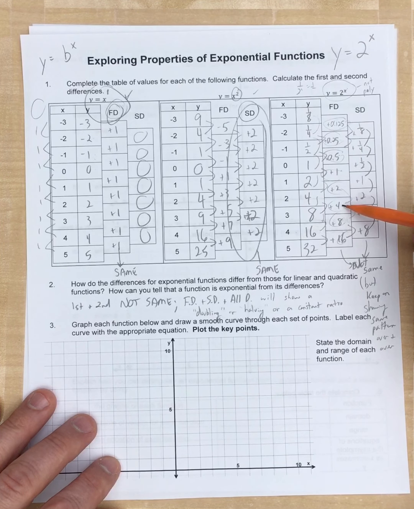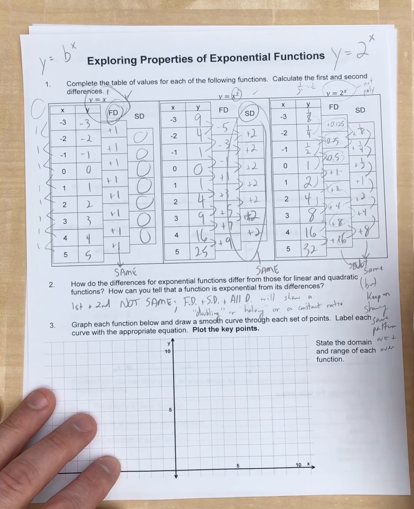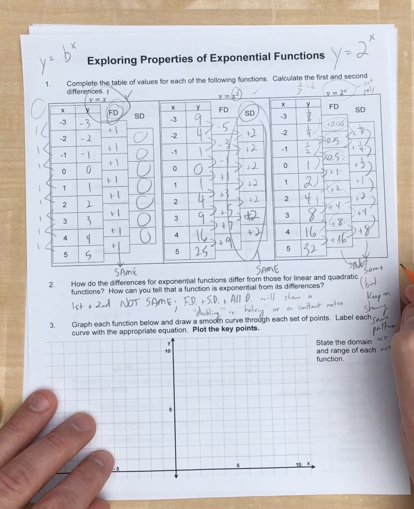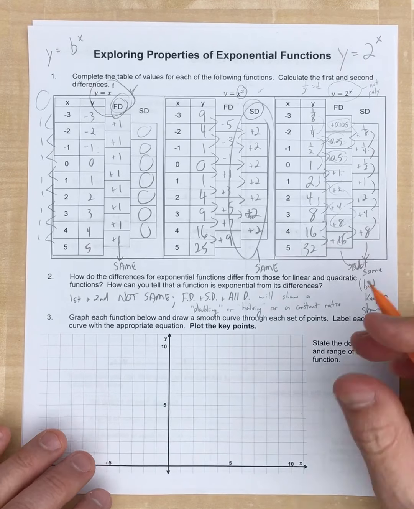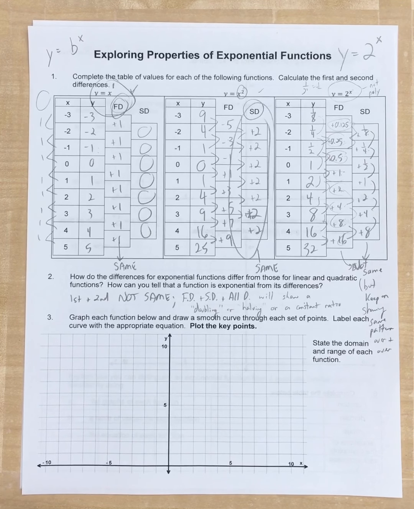8 over 4 is 2. 4 over 2 is 2. 2 over 1 is 2. 0.5 over 0.25 is 2. 0.25 over 0.125 is 2. 1/4 over 1/8 is 2. 1/2 over 1/4 is 2. 2, 2, 2. So it's a constant ratio for the first differences. And that's actually a telltale test that we can see, a constant ratio. So we'll come back to that idea a little bit later on.